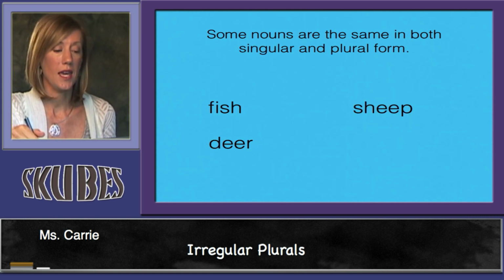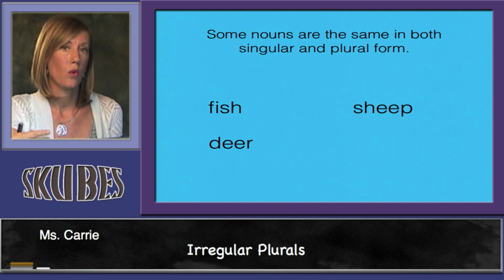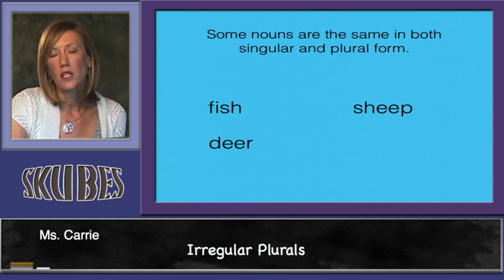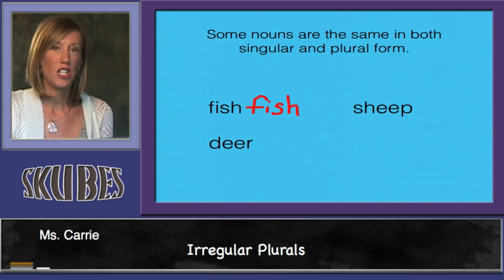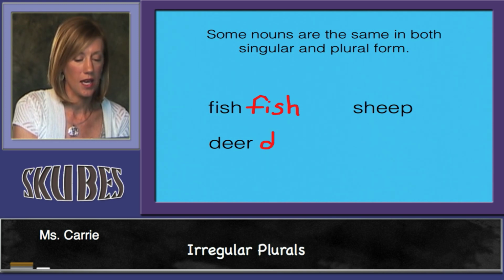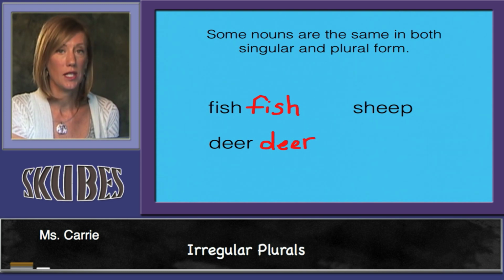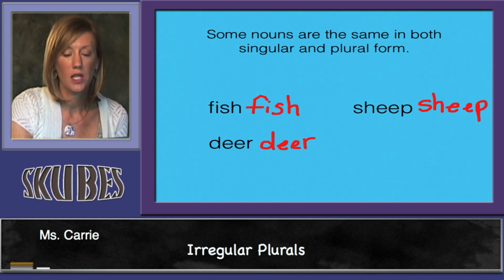Some nouns are the same in both the singular and the plural form. So if you said, I saw 1 fish in the lake, or I saw 100 fish in the lake, it's going to stay the same. We don't say fishes, we don't say fishies, you still say fish. For deer, stays the same. I saw many deer in the forest. You wouldn't say deers, you would just say deer. And for sheep, same thing. I saw 3 sheep in the pasture, stays the same. You don't say sheeps, it's just sheep.